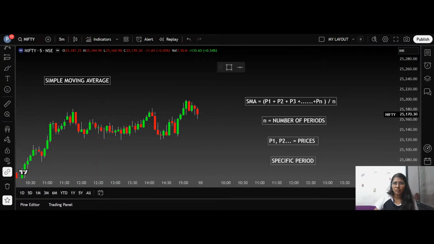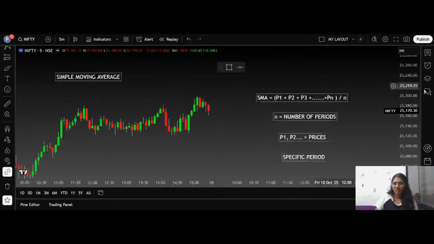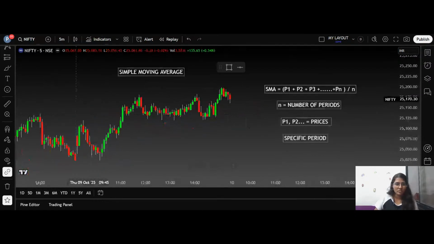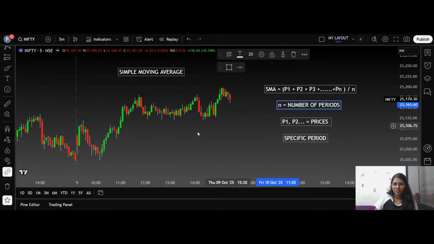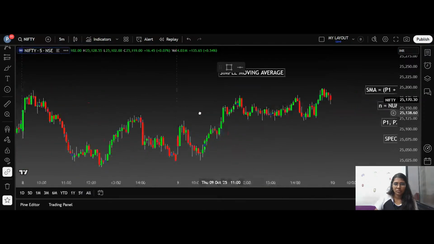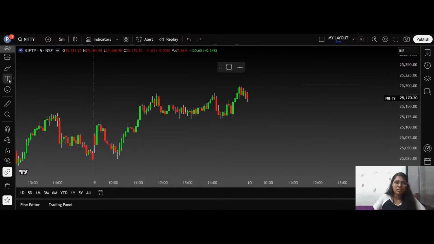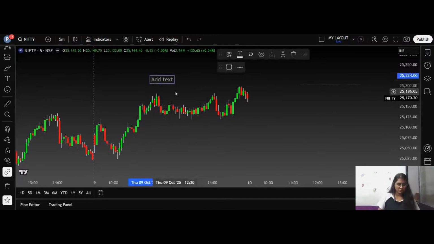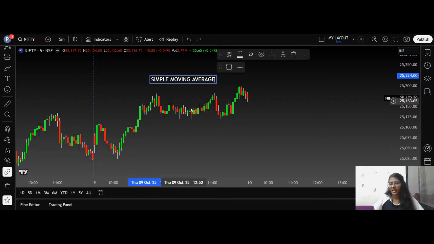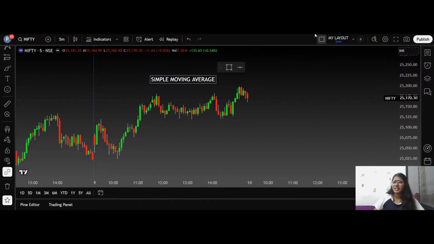I really hope my screen is visible to you all. Don't worry, I'm going to remove all this. So the indicator today we are going to learn is nothing but the simple moving average. A simple moving average indicator.